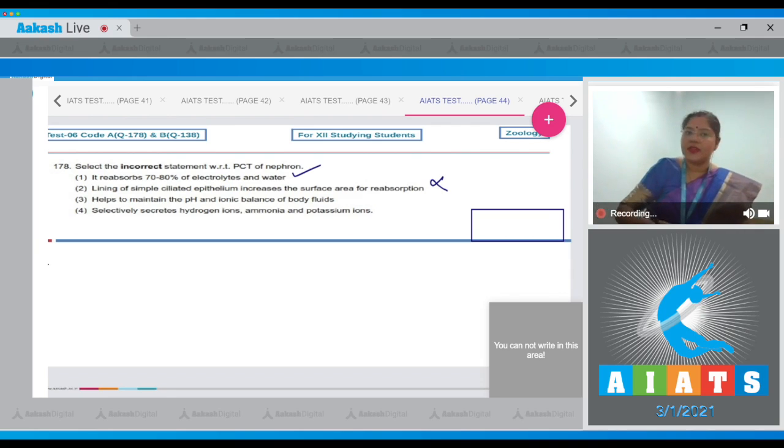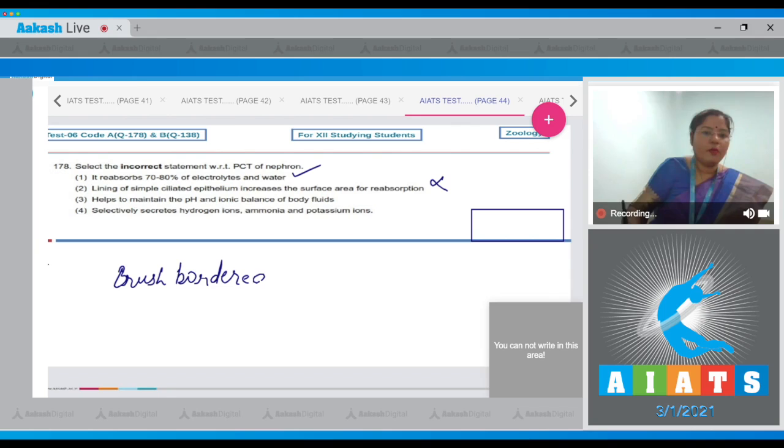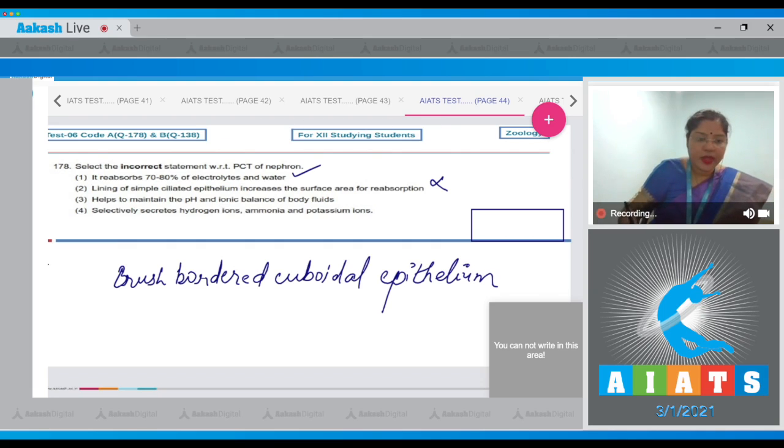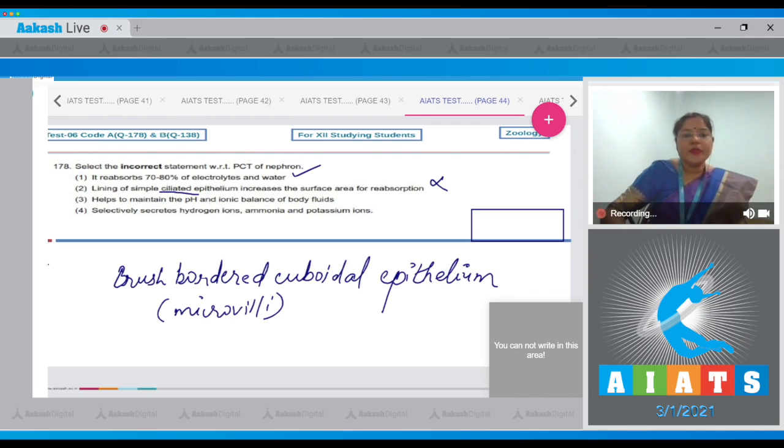This is incorrect, because in PCT, brush bordered cuboidal epithelium is present. Brush border means microvilli are present, not the cilia. Option number 3, helps to maintain the pH and ionic balance of body fluids.